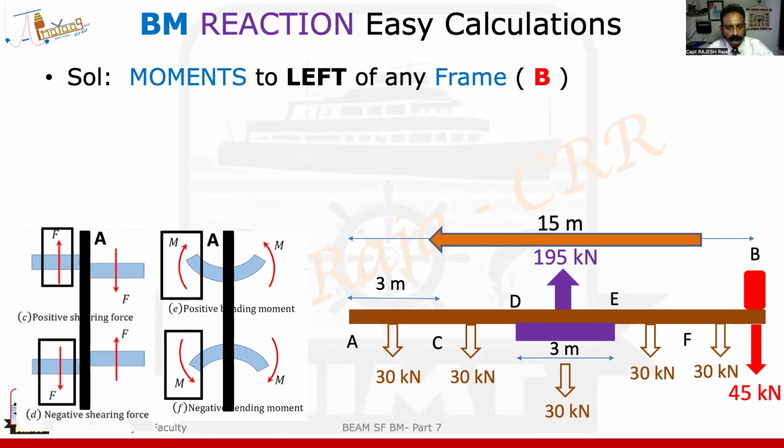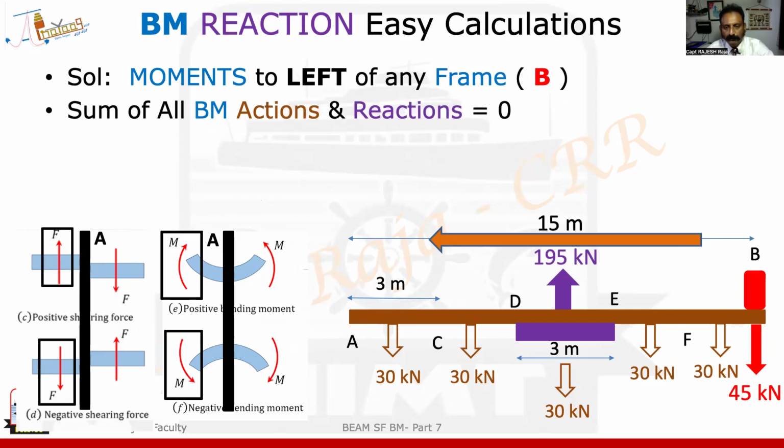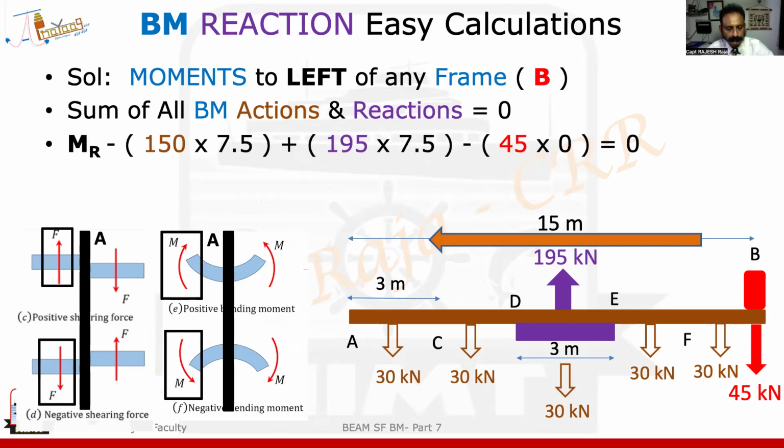Let us see. Sum of all BM actions and reactions should be 0. So I'm forming an equation. If you had seen the direction of the reaction which I showed you, they were trying to tend to give me a hog. Okay. So let me start off from the right end. From the right end, I have formed an equation. I want to find the moment reaction, so I have given that as MR.